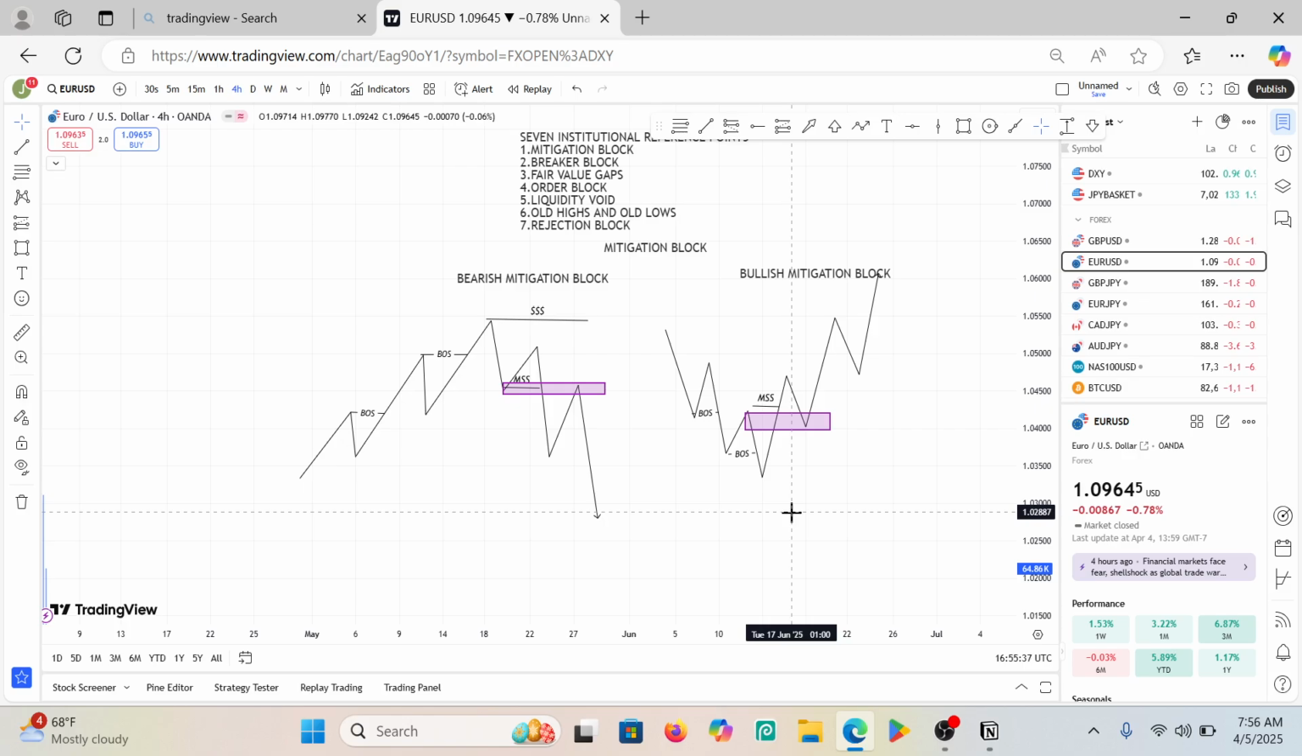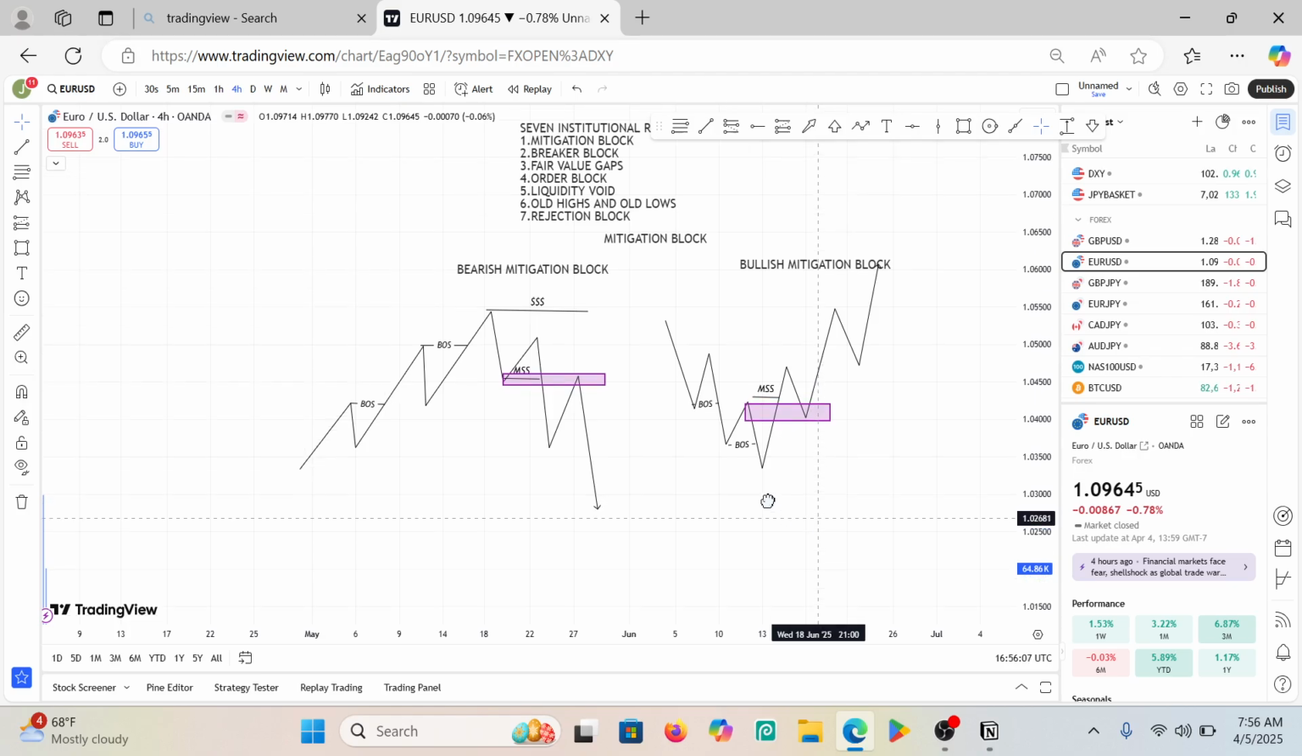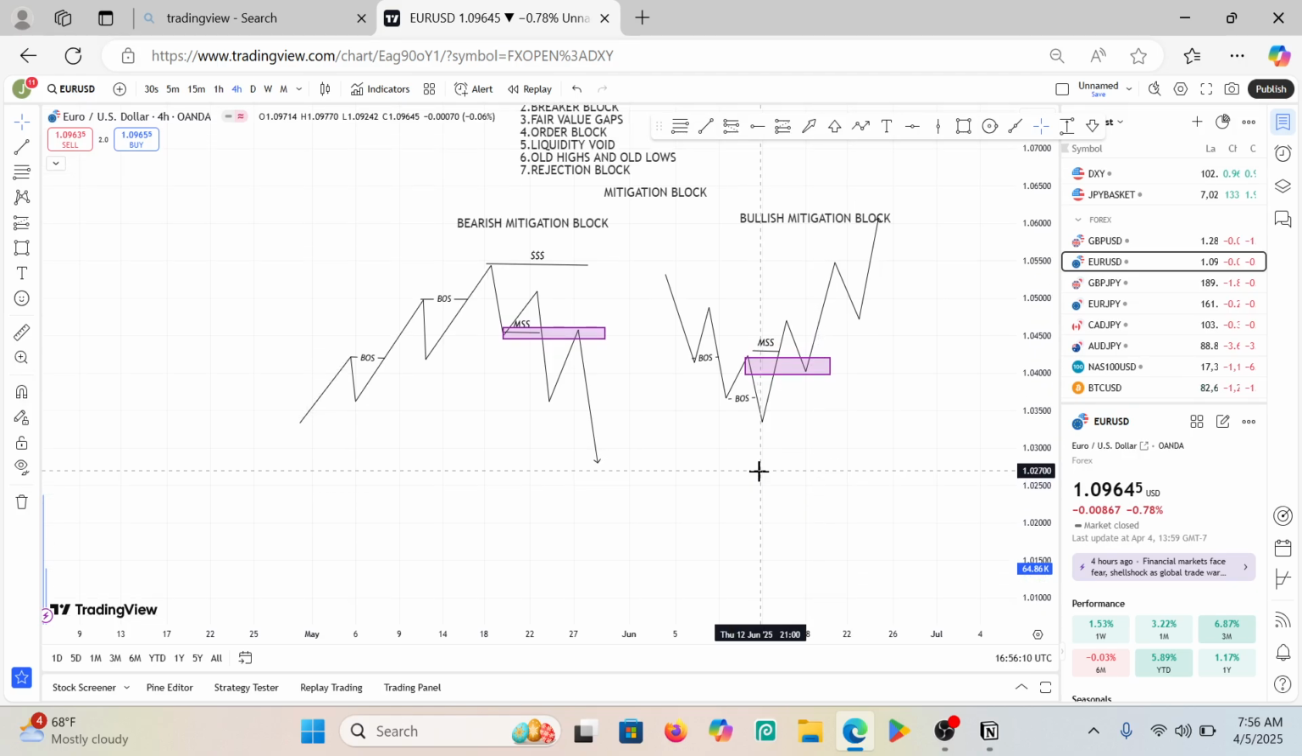After reversals, you wait for the market structure shift, and then you can position yourself and enter the market. But you must wait for other confirmations, the entry models that you have. You cannot just enter abruptly because the market has changed direction. Yeah, this is a mitigation block.